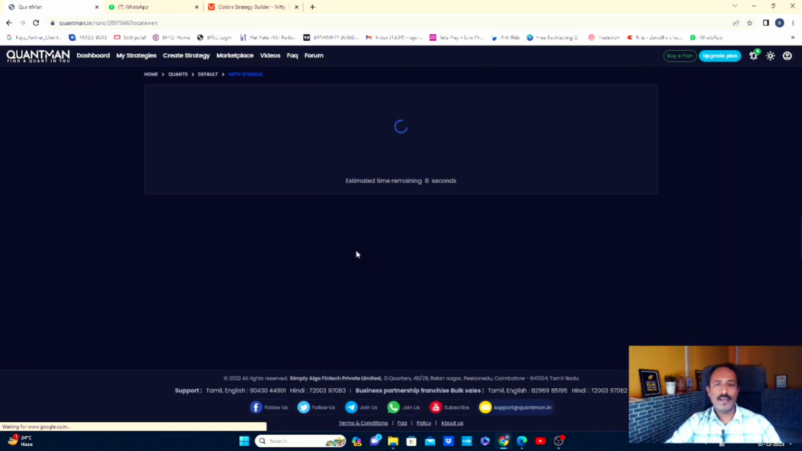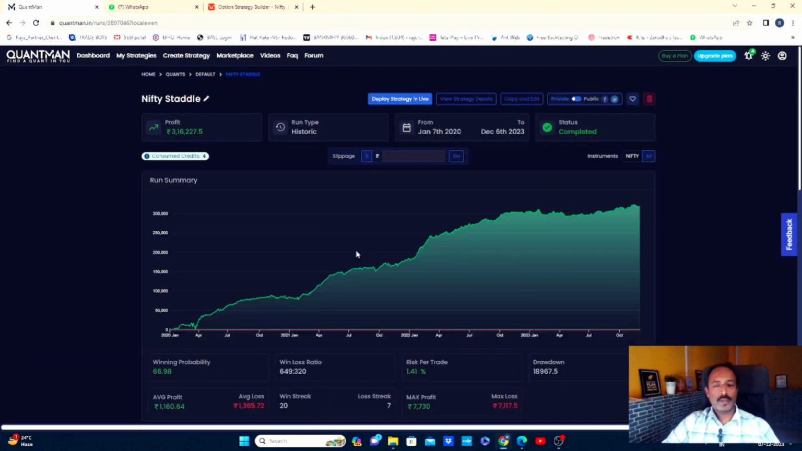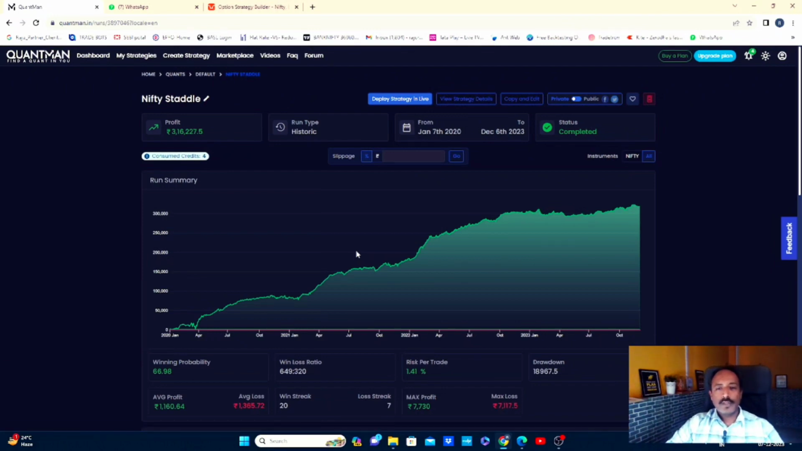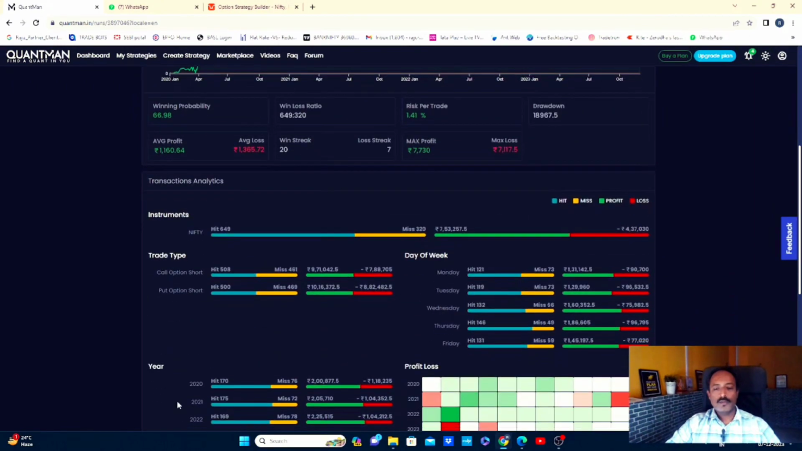So this is a plain straddle with 50% stop loss. You can have different stop losses as per your system. So if you see here, the profit curve, the winning probability has been 67% and risk per trade is 1.41%. So the number of trades, max loss, average profit is 1,160. Okay, so these are all the results.